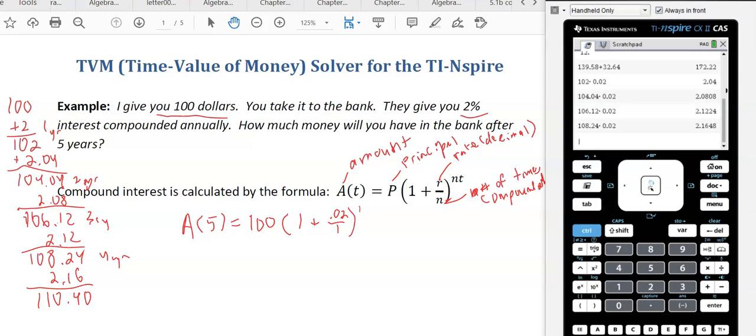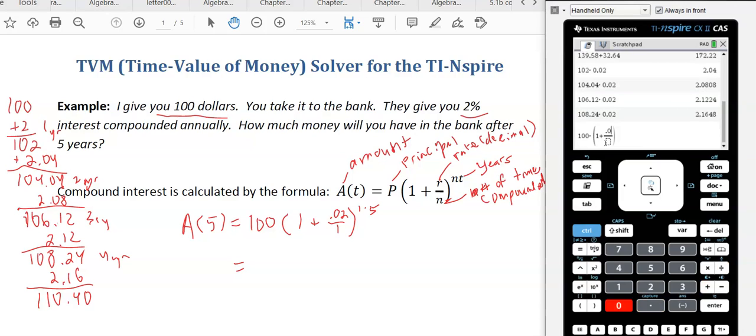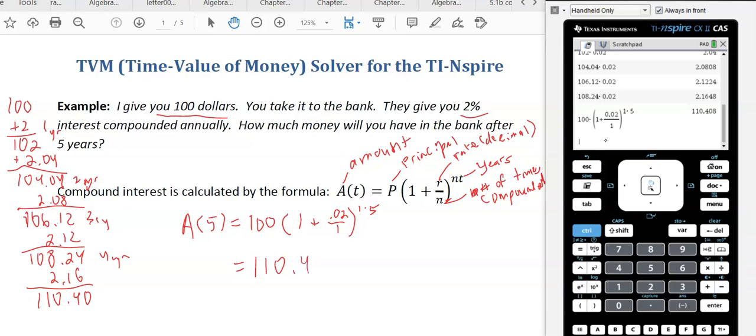To the n, which is 1, times t, which is time in years. So it was 5 years, I believe, for this one. So 1 times 5 is the exponent. Those are both exponents. So 1 times 5 there. So if you get out your calculator and type this in: 100 times 1 plus the rate of 0.02 over 1, to the power of 1 times 5. We got 110.41 if you round it off to the nearest cent.